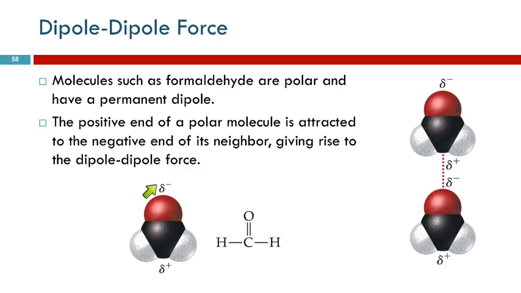The oxygen end is more negative. Oxygen is more electronegative than hydrogen. This end is more positive. So what happens is the negative end of one formaldehyde molecule has an electrostatic attraction for the positive end of a neighboring one. And that force is always there. It's weak, but it's always there, and it's much stronger than a dispersion force that comes and goes. Any questions?